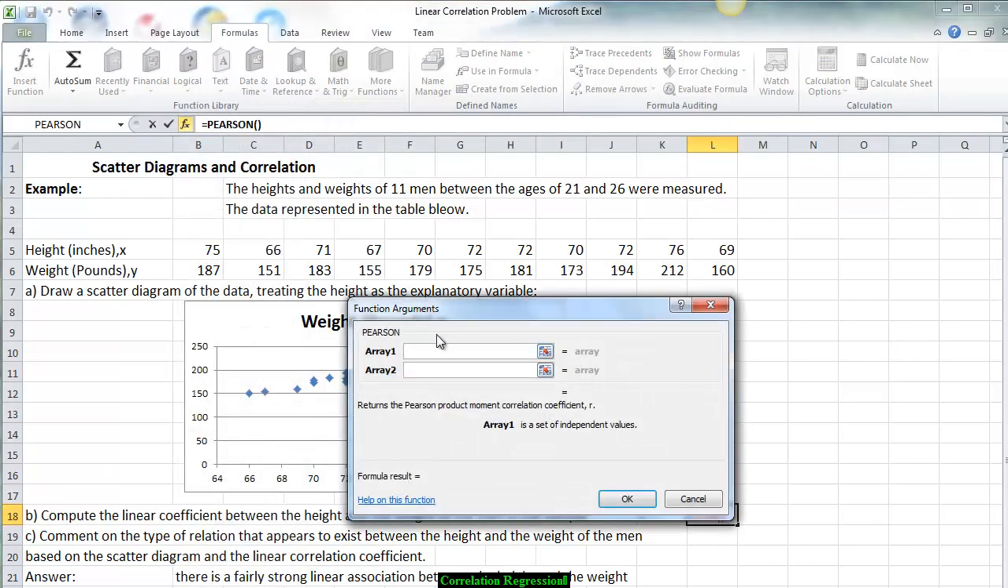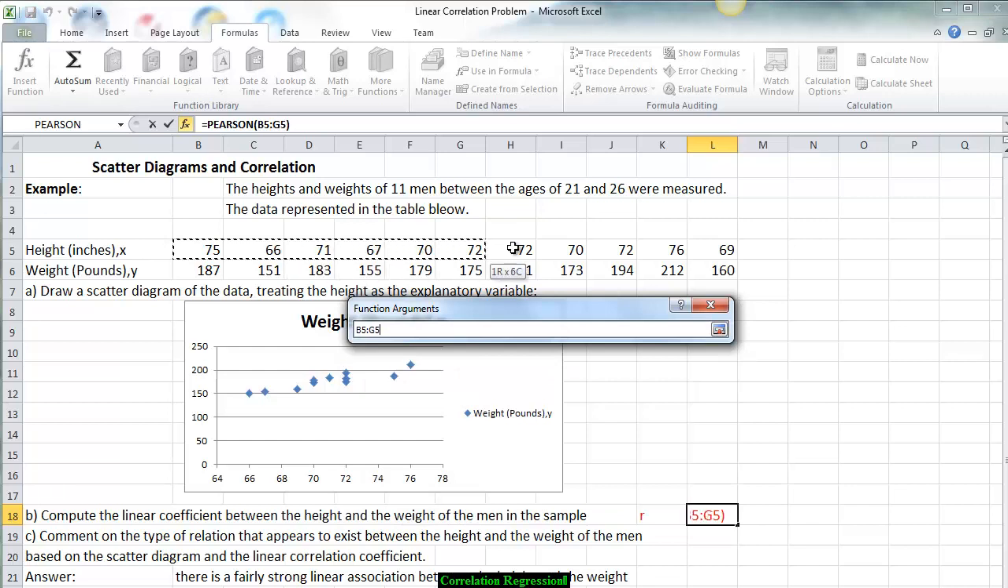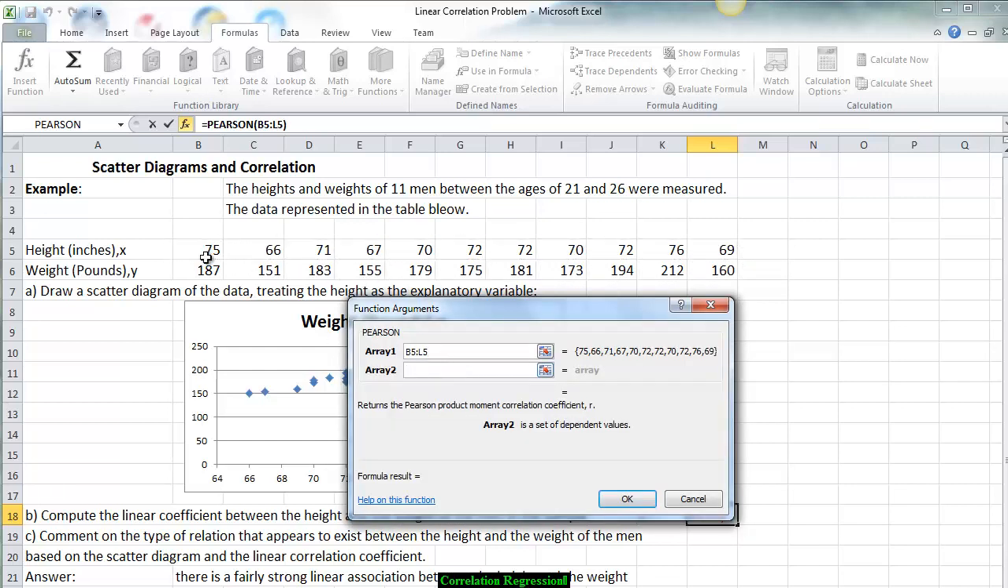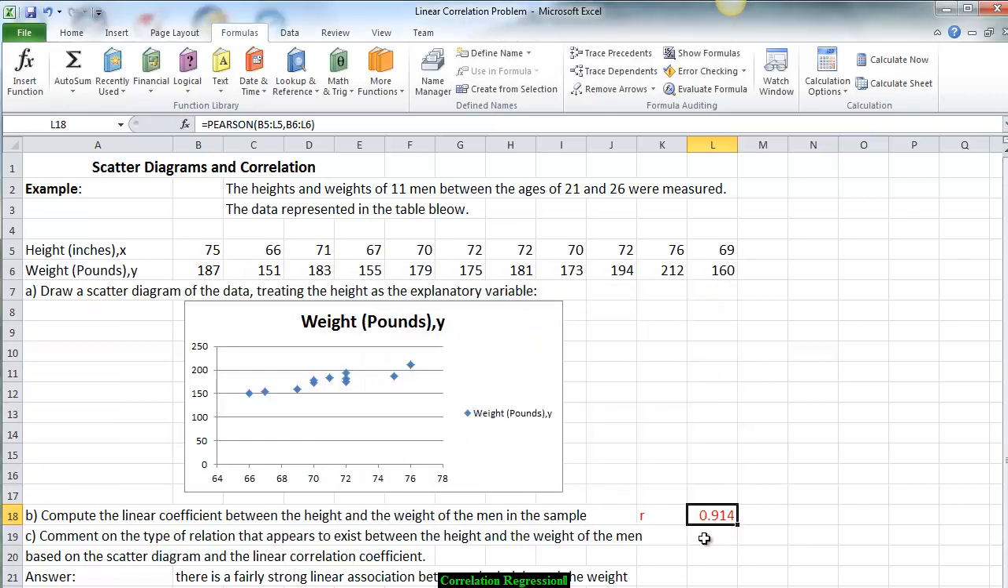It doesn't make a difference whether we put the X's and the Y's here, because if you looked at the PowerPoint, you saw the formula for that. So the first array, I'm going to put in the heights of the men. In the second array, I'm going to put in the weights in pounds. And you have the correlation coefficient right over here. We have 0.914, which tells us that there is a fairly strong linear relationship between the height of the men and their weight. And that's the comment on the type of relationship that appears.